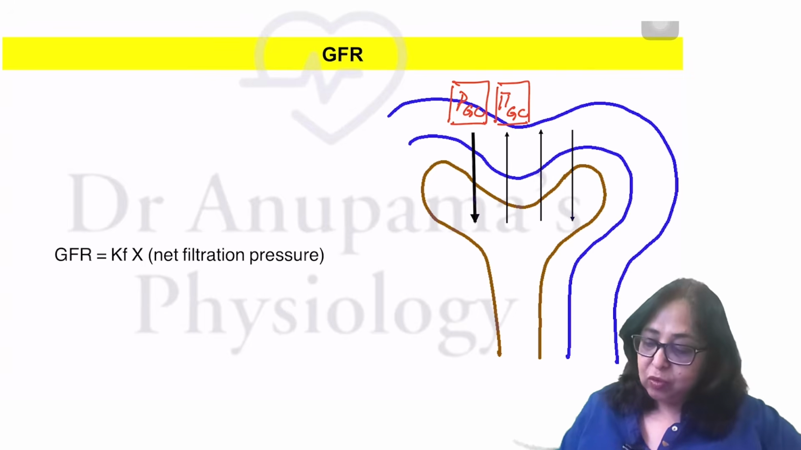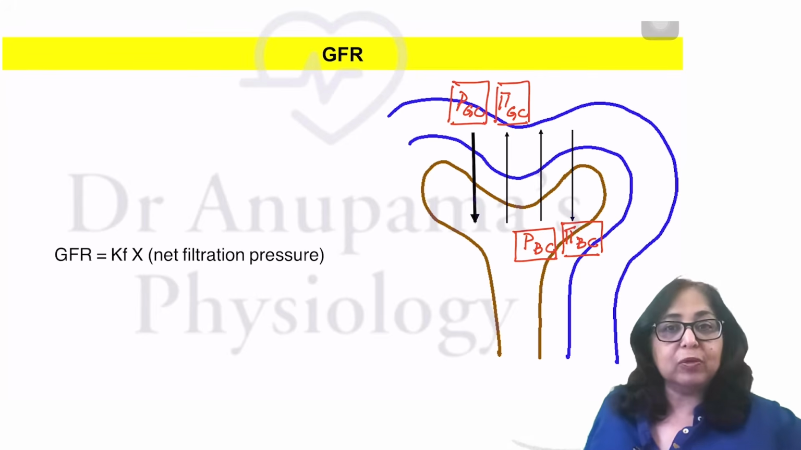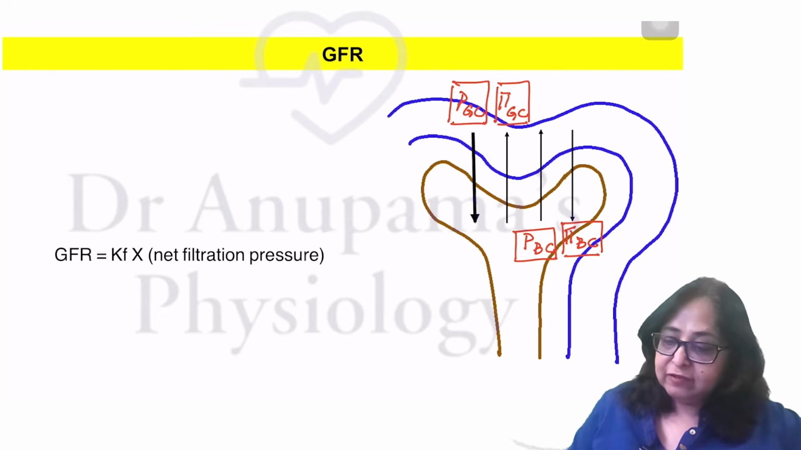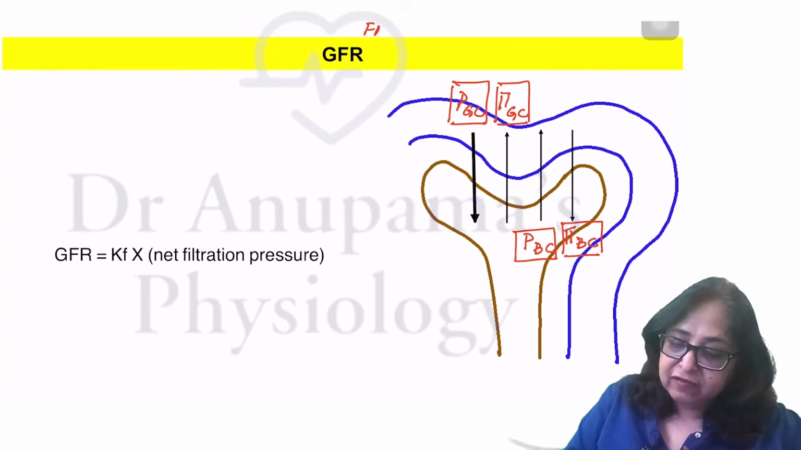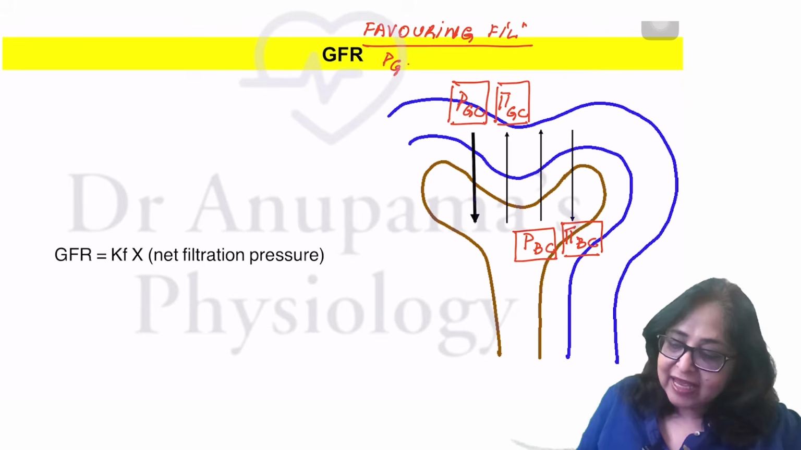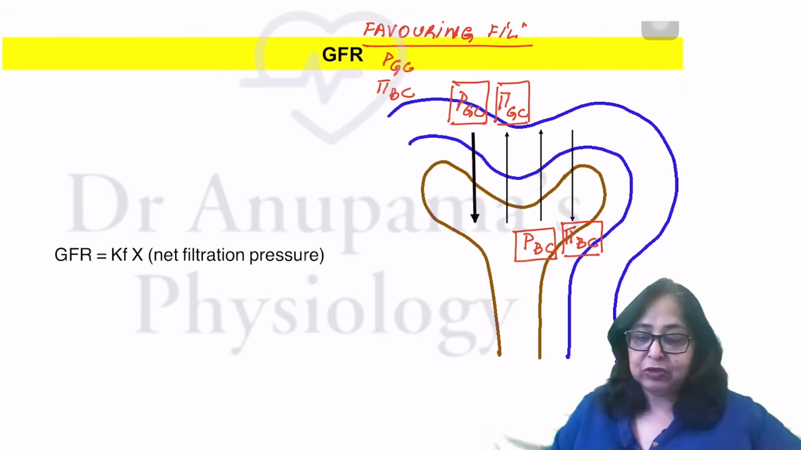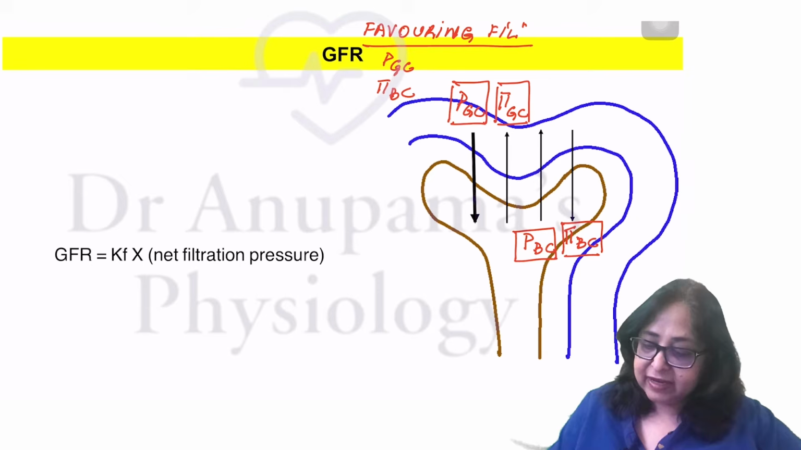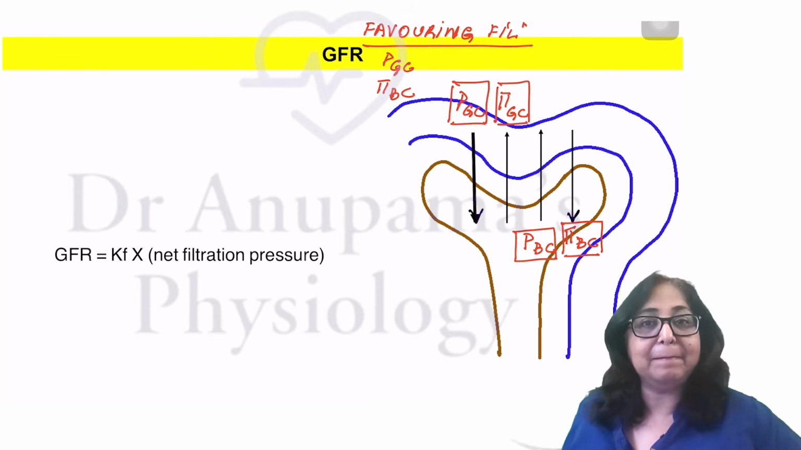Similarly, the Bowman's capsule also has a push force, that is the hydrostatic pressure of the Bowman's capsule, and a pull force, which is the colloid osmotic pressure of the Bowman's capsule. So what are the forces which are favoring filtration? Favoring filtration are PGC and pi BC. From the direction of the arrows, you should be able to appreciate. PGC is directed from the glomerular capillary into the Bowman's capsule, and so also the pi BC.